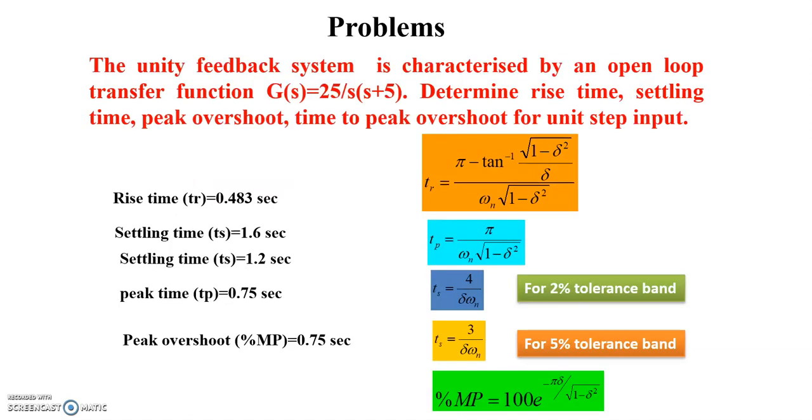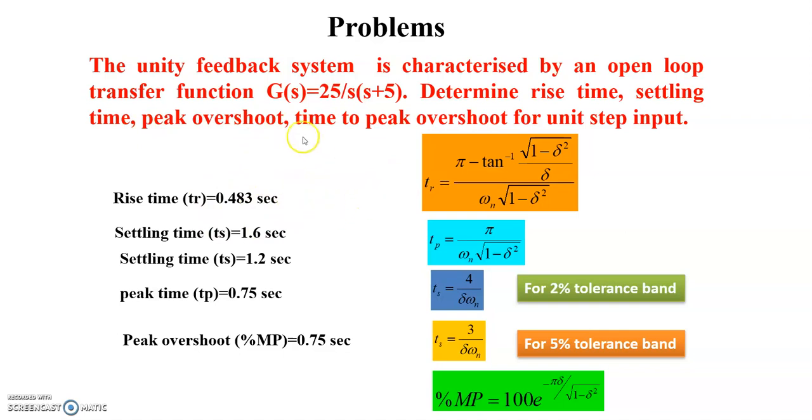So the next problem, which is also the last problem: the unity feedback system is characterized by an open loop transfer function G of s equal to 25 by s into s plus 5. Determine the rise time, settling time, peak overshoot, and time to peak for unit step input. Follow the same procedure as for the previous problem, so you can find the zeta and omega n.